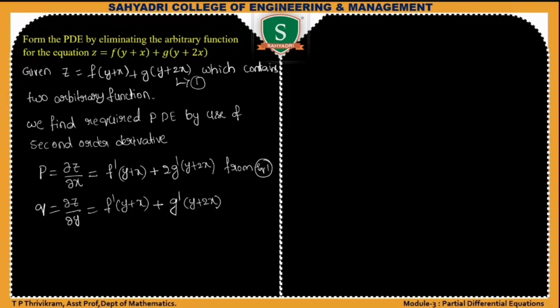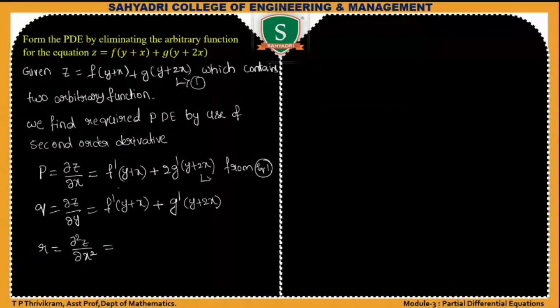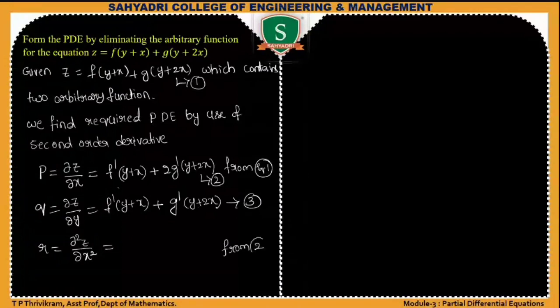Fine. Similarly, r. What do you mean by r here? Dou square z by dou x square, the second derivative of z with respect to x. So again differentiate this equation. Better I will take this equation as equation 2, this as equation 3. Here from equation 2, again differentiate this with respect to x.